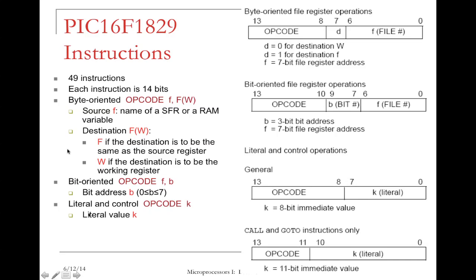The last category we want to talk about includes the literal and control instructions. Basically, it has an opcode and then some literal value. You can just understand this value as a constant number. The general format is opcode and 8-bit literal. For call and goto instructions, the size of the literal is different. In this case, it has 11 bits, and then the opcode has 5 bits.